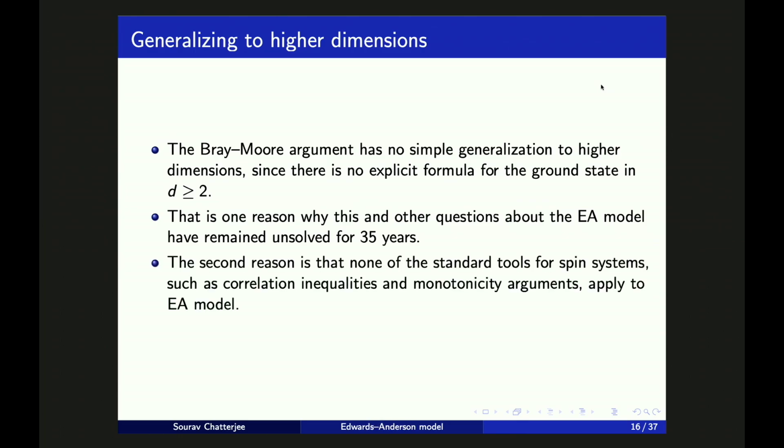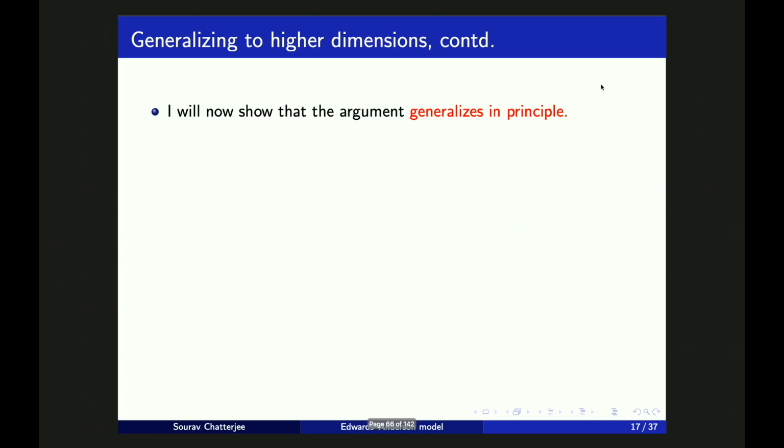And the second reason is that none of the standard tools that you use for spin systems, like correlation inequalities or monotonicity, or none of these things apply. So that's a problem. So now what I will show is that this argument generalizes in principle. The one-dimensional argument has a higher dimensional generalization in principle.